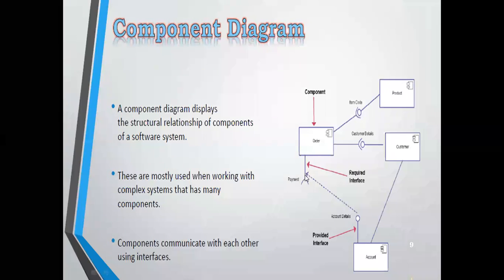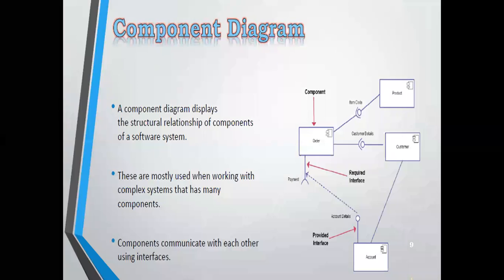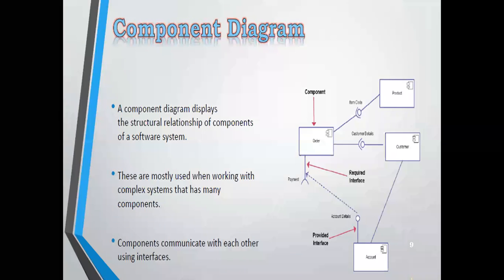Okay, here you can see the payment interface, the payment gateway. Account provides it for order, to do the payment for that order, we can use the payment interface. Okay, these are the components of the system. We can use component diagrams whenever we are going to implement any complex system. Okay, for a complex system we are going to draw this component diagram.